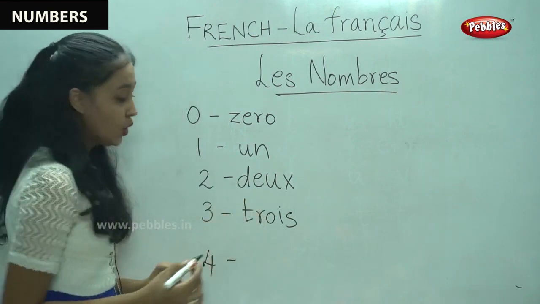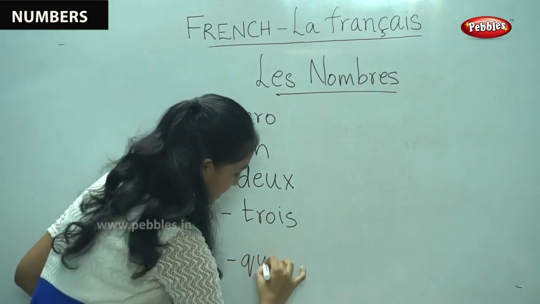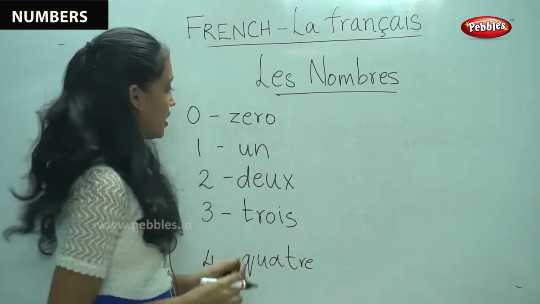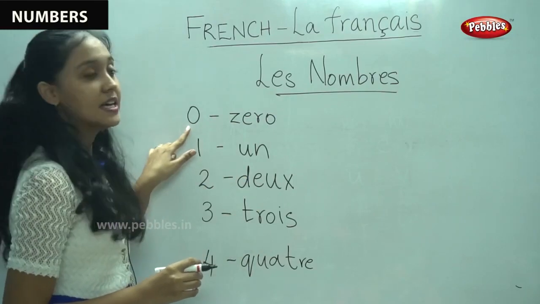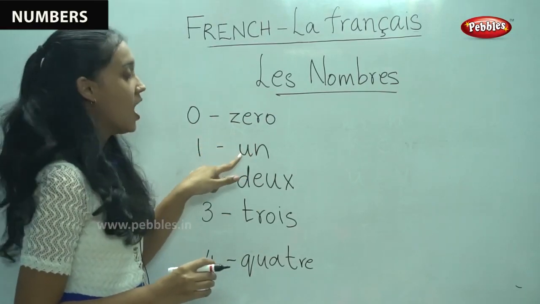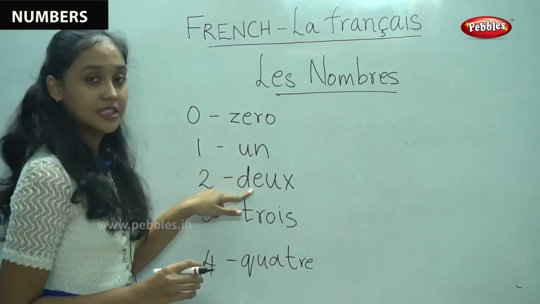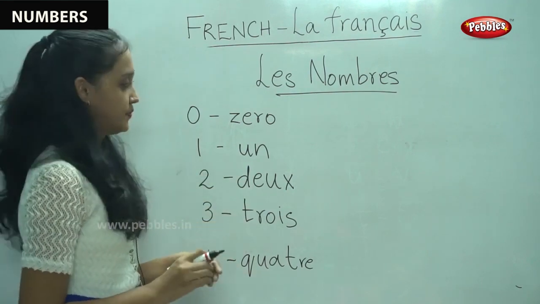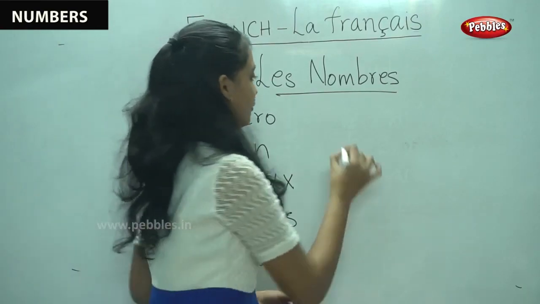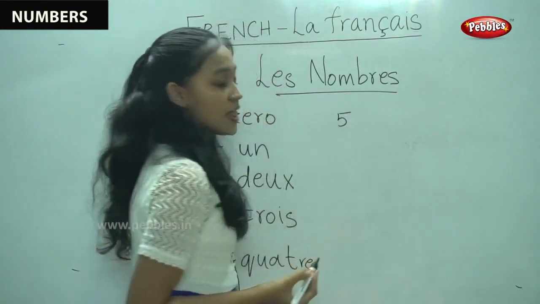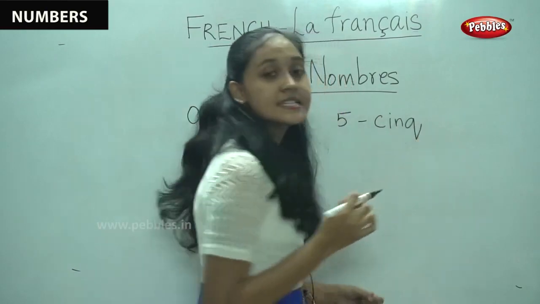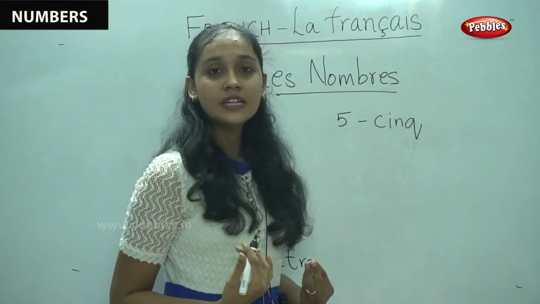The number 4 is pronounced as quatre. So let us say this once more. 0, 1, 2, 3, 4. Let us move on to the next set of numbers. The number 5 is pronounced as cinq. Repeat with me, cinq.